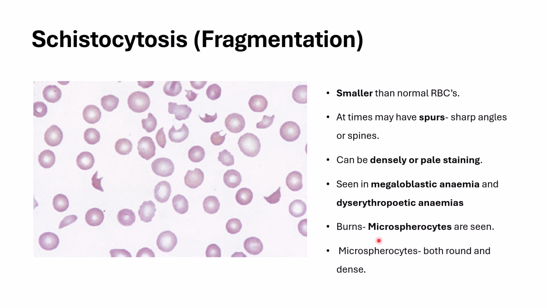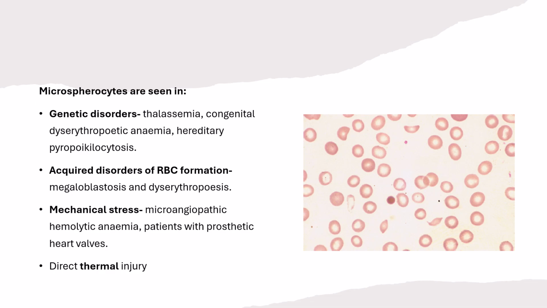In case of burns, microspherocytes are seen. Microspherocytes are both round and dense. So this is an image from a burn patient, and this is a very deeply stained microspherocyte. The size is smaller than a normal RBC. It is more dense and the edges are still round.